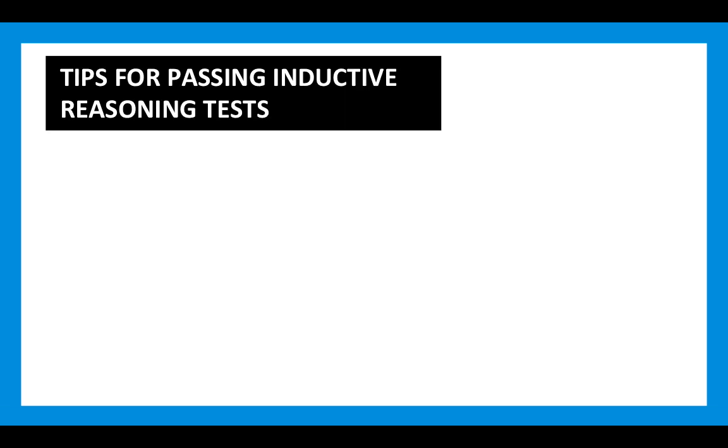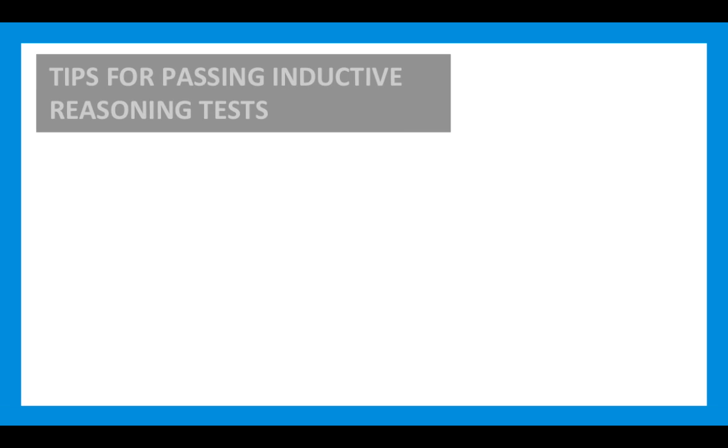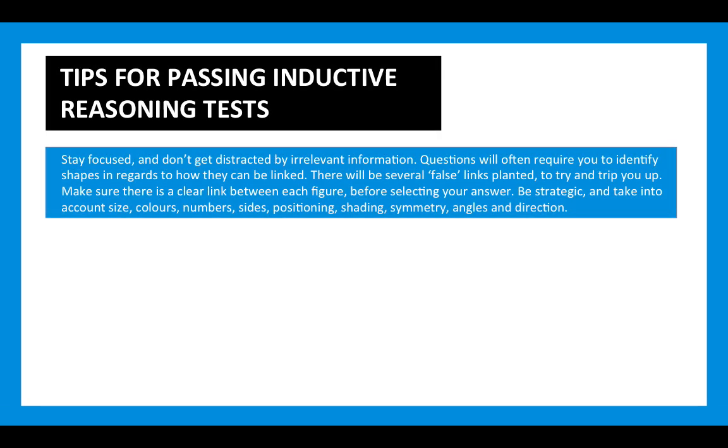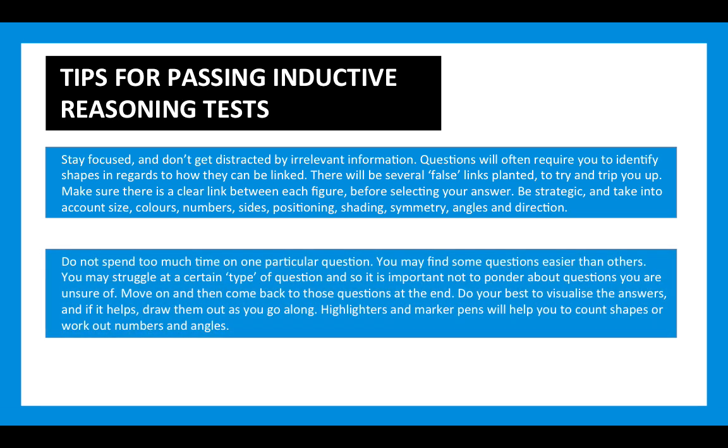Okay, so some top tips for passing inductive reasoning tests. First of all is staying focused and not getting distracted by irrelevant information. Questions will often require you to identify shapes in regards to how they can be linked. There will be several false links planted to try and trip you up. Make sure there is a clear link between each figure before selecting your answer. Be strategic and take into account size, colours, numbers, sides, positioning, shading, symmetry, angles and direction.